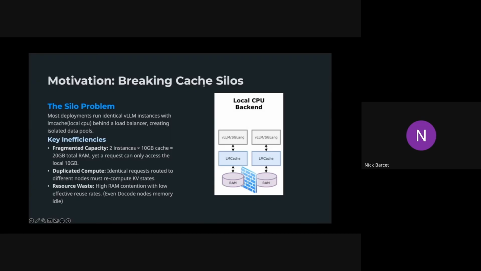If a new request hits the left instance first, it computes the KV-cache and stores it to the local CPU backend. If the same request or same prefix request later hits the right instance, it must recompute. This leads to duplicated compute and lower reuse rates. Also, RAM contention on the same host limits performance.